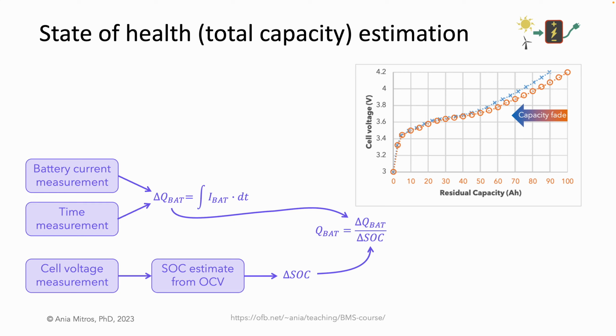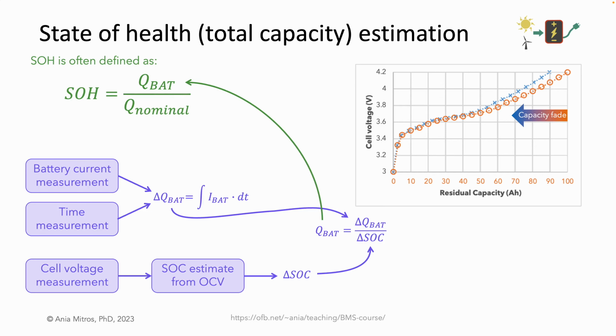This is a useful quantity for the application software since it relates to how much energy is available to the user in a single cycle, from full to empty, or empty to full. State of health is often defined as this total present battery capacity as a fraction of the initial nominal capacity when the cell was new. Okay, got that?